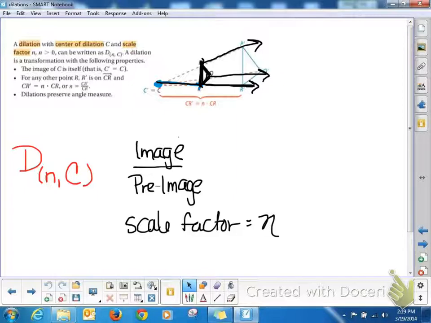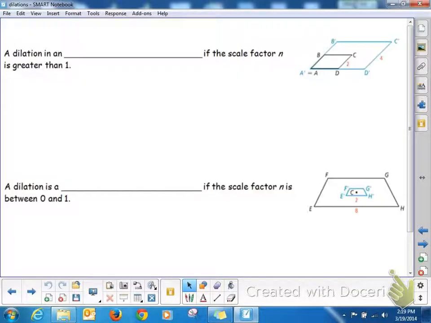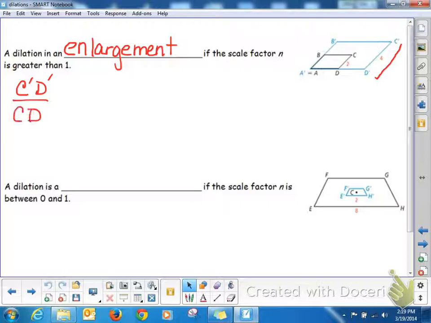Dilations preserve angle measures. So when you have a dilation, whether it be an enlargement or a reduction, the shape is similar to the pre-image because it has corresponding congruent angles and proportional sides. Let's check out the two types of dilations. A dilation is an enlargement if the scale factor n is greater than 1. To find the scale factor, you would put the ratio of the image over the pre-image. So in this case, we would put the length of CD prime over the length of CD because CD prime is the enlargement, it's the dilation, over the original CD, which is 2. So this scale factor is 4 divided by 2, 4 over 2, it's 2. That's your scale factor.